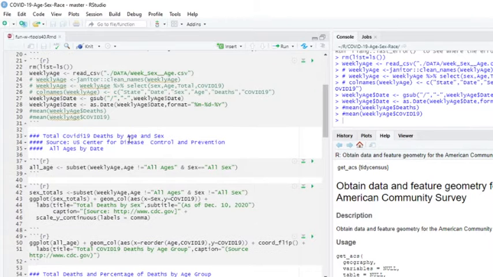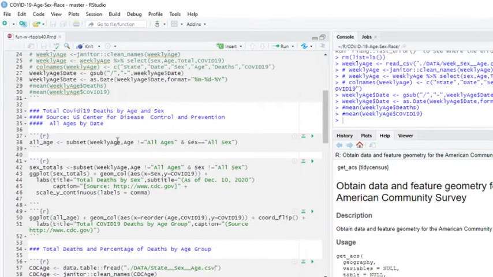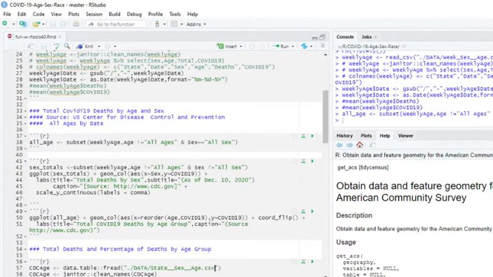Okay. So we're going to total COVID-19 cases, deaths by age and sex. Source is the U.S. Center for Disease Control and Prevention. All ages by date. So we're going to pull out the detail records because there's a summary record for both all ages and all sex both. So we're just pulling out the data for every age record not equal to all ages, and we're only going to pull out the sex record which says all sex. So that gives us a little bit of data here to look at.